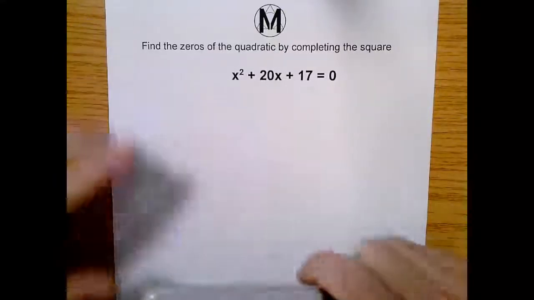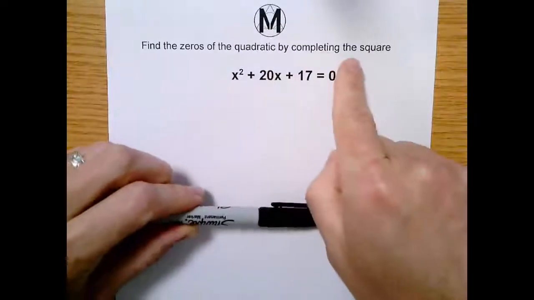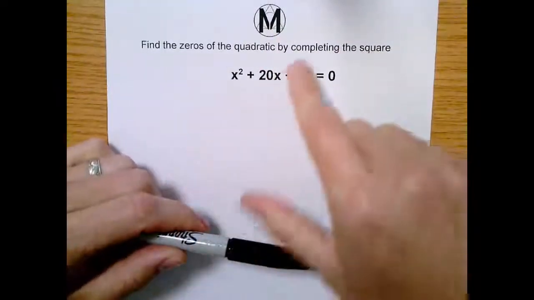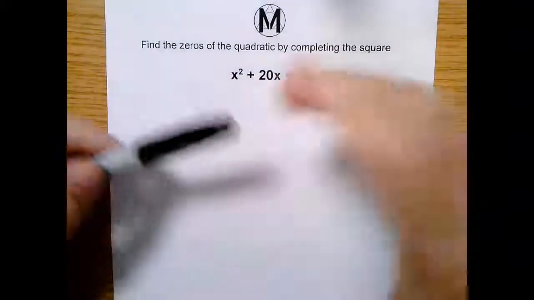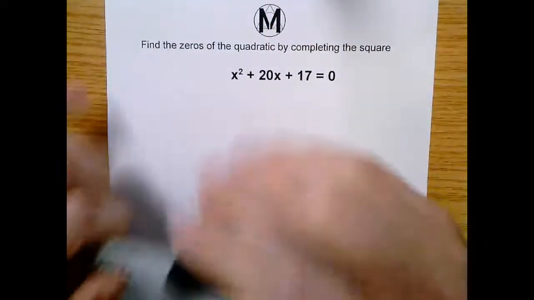All right, let's do some Mathity-Math. It says here, find the zeros of the quadratic by completing the square. Okay, so we're going to use a specific method here called completing the square. When we do completing the square, we are essentially completing the square to make a perfect square quadratic.